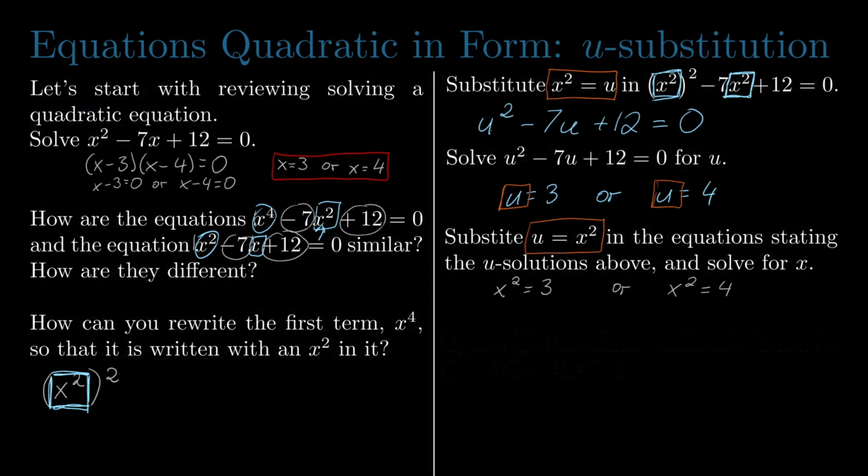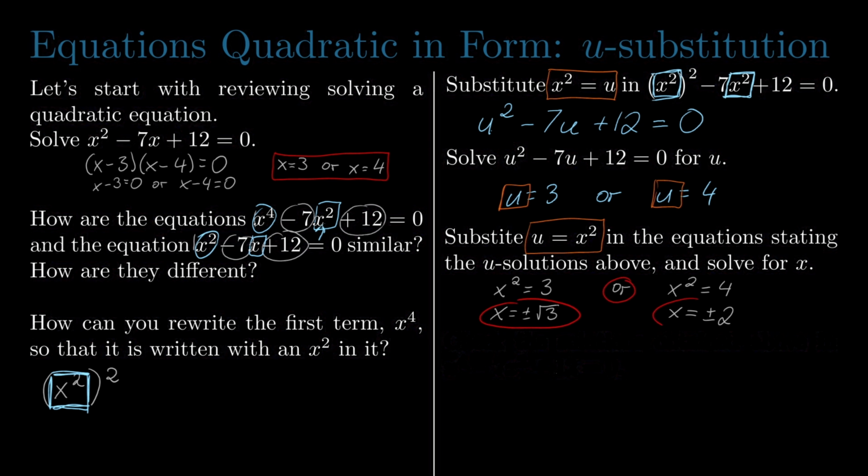We are using the square root principle in both of them. In the first one, if x squared is equal to 3, then x itself is plus or minus the square root of 3, and we can't simplify that any further. And in the second one, if x squared equals 4, then x itself equals plus or minus the square root of 4, which is simply plus or minus 2. So there are 4 solutions altogether in here: positive square root of 3, negative square root of 3, positive 2, and negative 2, to that original equation.